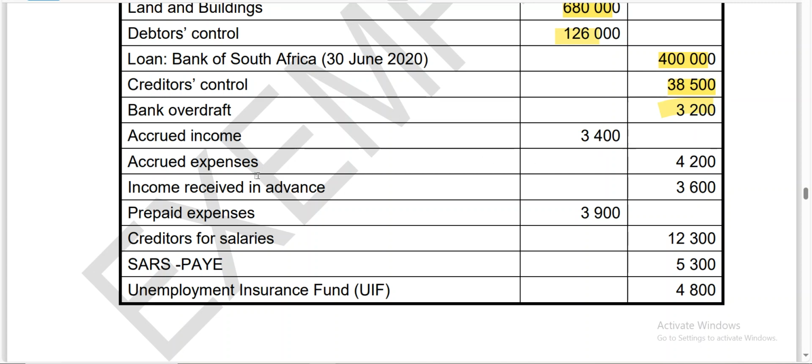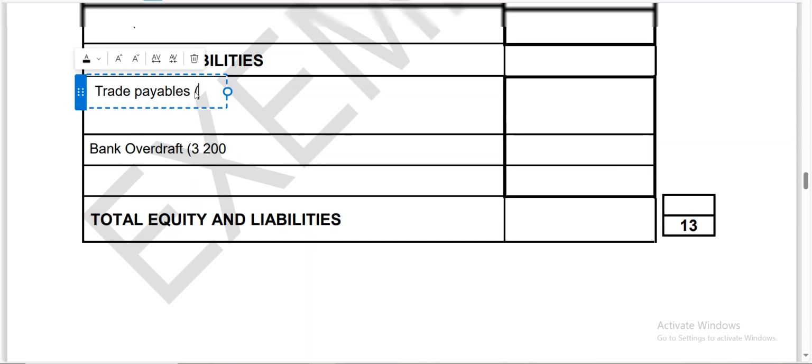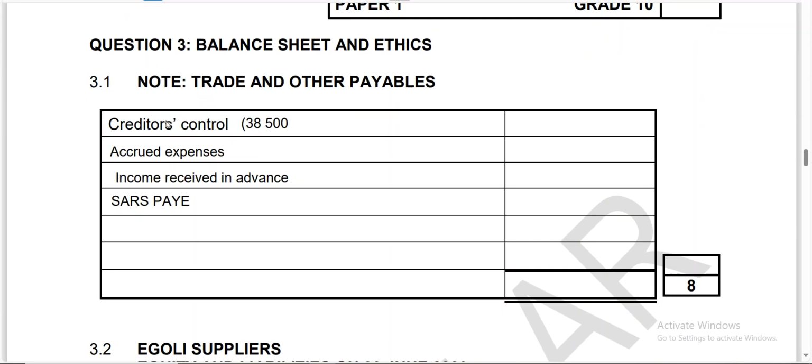Remember, accrued income to us as a business is an asset, so we will not use it. Then after that we have accrued expenses for 4,200. Accrued expenses means that we are owing those people, so it will come here. That 4,200 will come here.